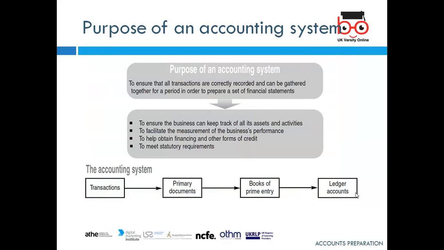The purpose of an accounting system is to ensure that all transactions are correctly recorded and can be gathered together for a period in order to prepare a set of financial statements. Accounting systems: where is the system? We have a transaction, and we have primary documents, where we say purchase ledgers, sales ledgers, books of primary entry: cash book, sales book, sales return book. All these are called the books of prime entry, and then we prepare the ledger accounts from them, the trial balance, and then we prepare various other statements.